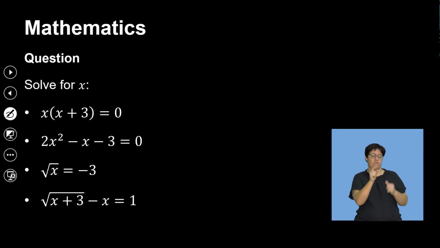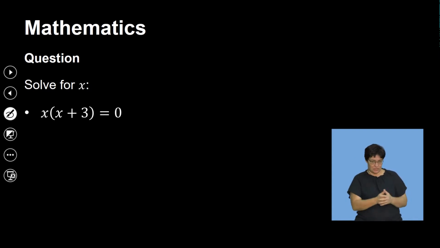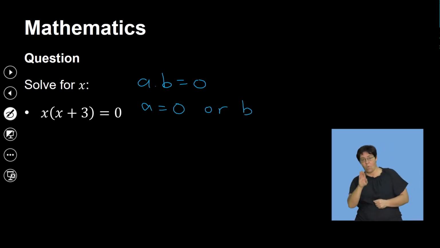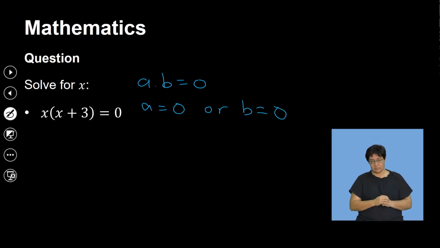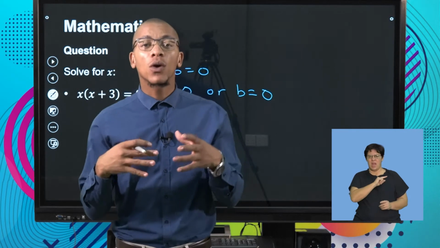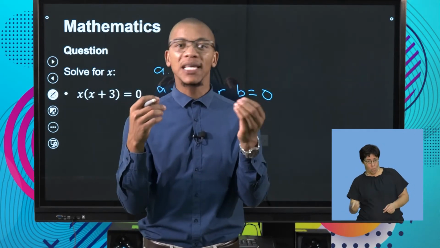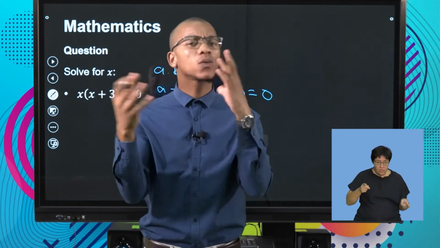The first question has to do with the principle of solving that I was talking about. So let's look at what we need to do. Remember it said, if I have a times b is equal to 0, then my answers will be either a is equal to 0 or b is equal to 0. Now I always get people asking me, why do we use or? It's because it's either this or that. It cannot be both this and that. That wouldn't really make sense.